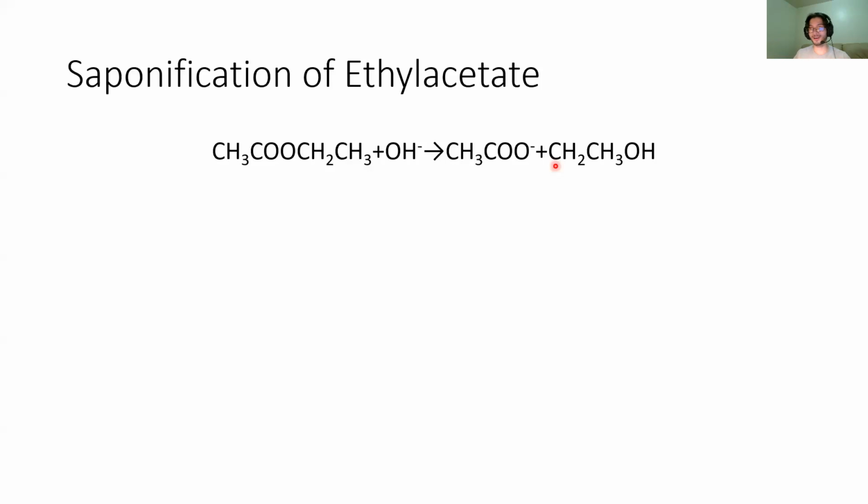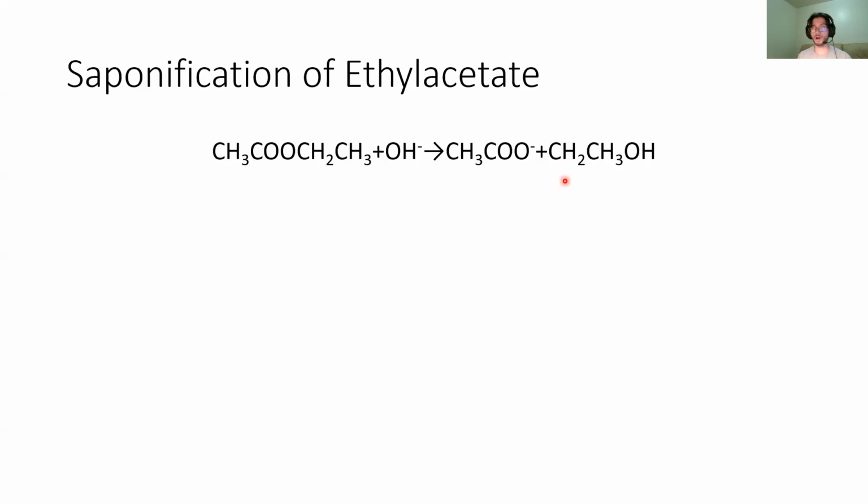So what does that mean? It is this equation right here. We're going to take our ethyl acetate and react it with our hydroxide ion, or in this case, NaOH, and we're going to get our acetate ion back out and ethanol. And it's okay, I can do this reaction 21.